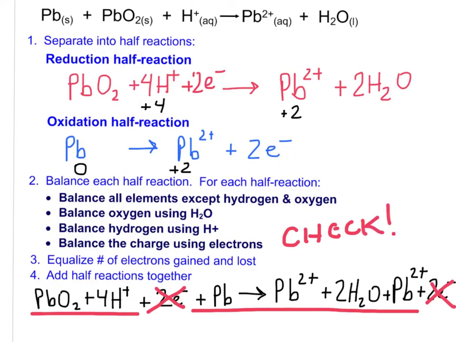Check our work. Make sure that every element balances, that we have the same number on the left side as the right side, and make sure that the charges are balanced. Make sure the total charges on the left side equal the total charge on the right side, and then we're done. And so you can pause that, check them, make sure they're right.